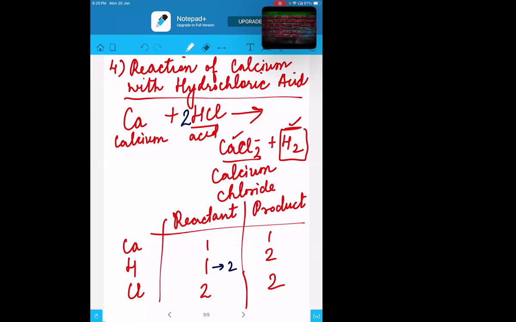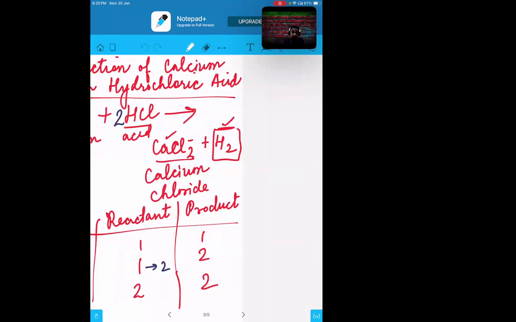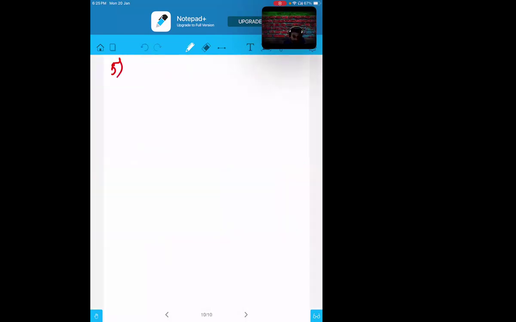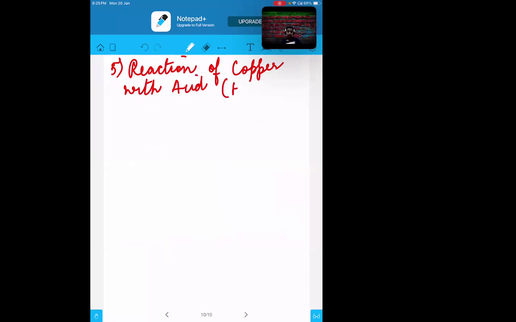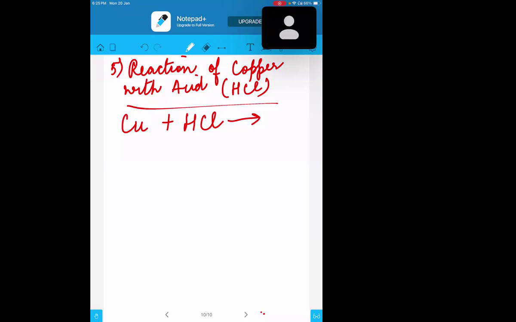Okay. Now moving to the next one, it is the reaction of copper with an acid, hydrochloric acid we can take. So copper is Cu and hydrochloric acid is HCl. Now you tell me what the reaction will be. Ma'am, I'm done. CuCl2 plus H2.